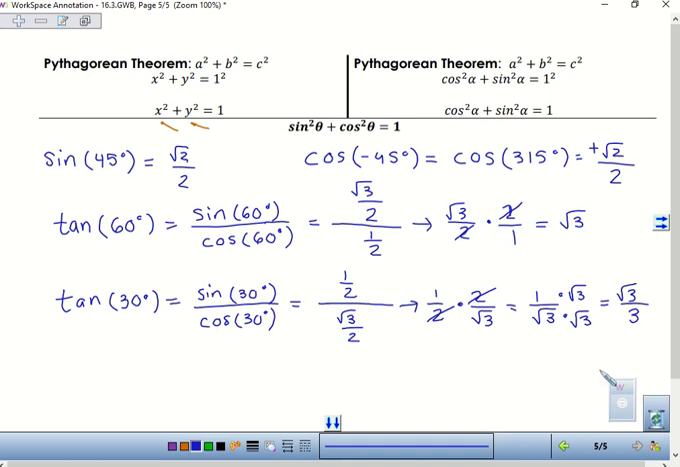Now, how you can check your work on the test, everything you can't do in the calculator, but you can check your work. If you put radical 3 divided by 3 in the calculator, you're going to get some decimal, right? You would get the same decimal if you did tan of 30 degrees in the calculator. That would verify that you did the math correctly.